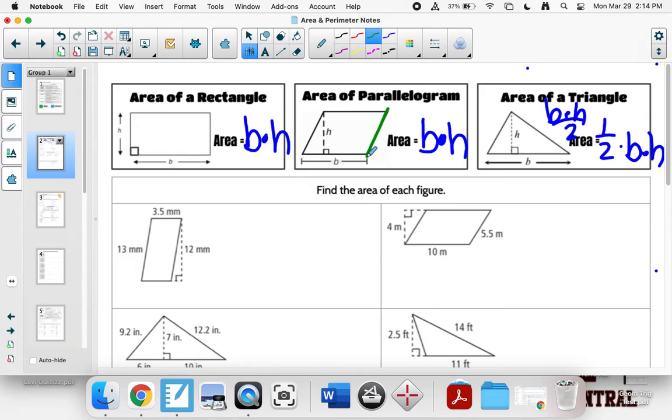I didn't write the formulas for perimeter because you're just adding your sides, but the perimeter of a rectangle is just 2 of the bases and 2 of the heights added together. Your parallelogram, 2 of the slanted ones and 2 of your bases added up, and then your triangle is just the 3 sides added together. So that's your perimeter. So again, area is in the middle, how much space does it take up, and then perimeter is your edges around.